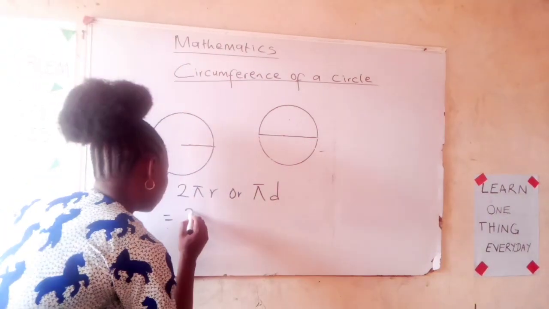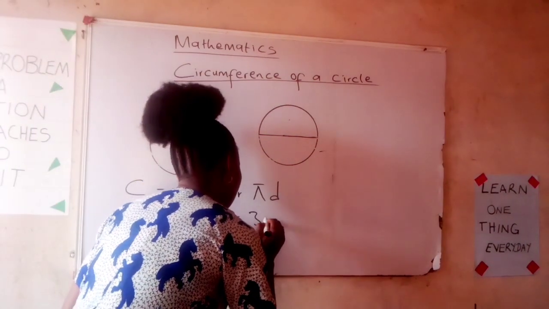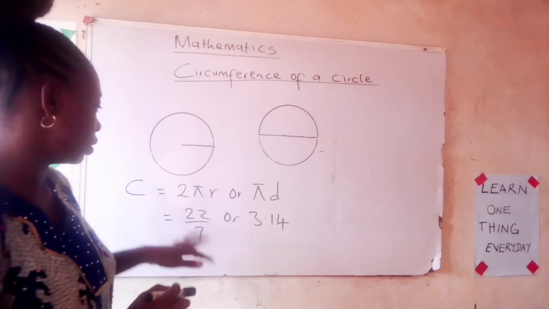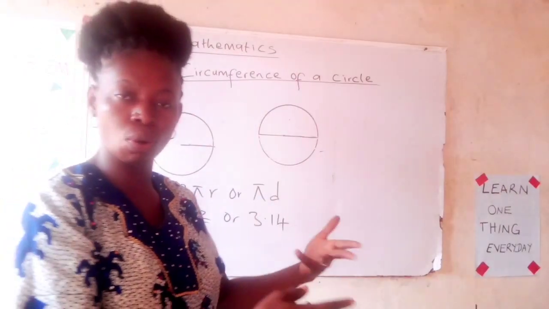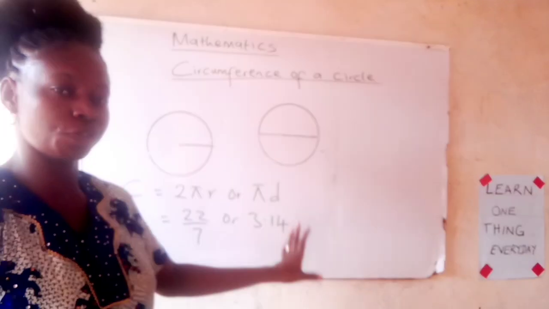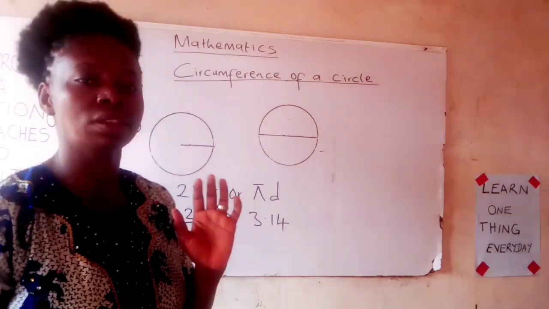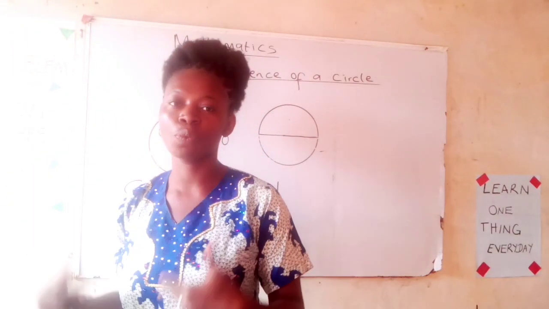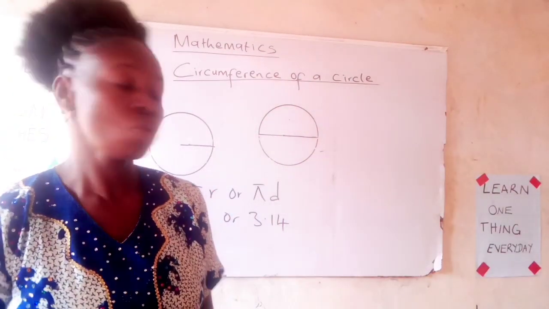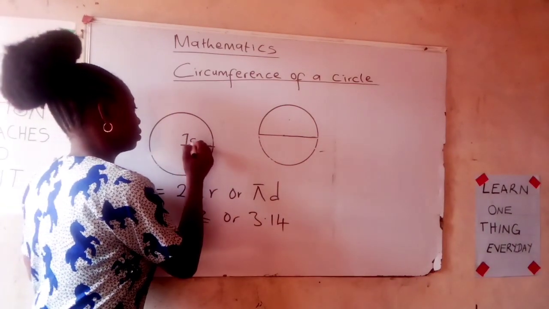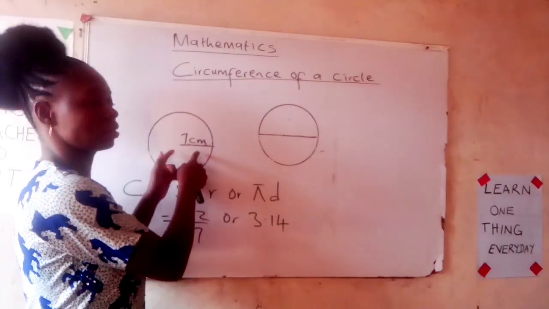It is 22 over 7, or approximately 3.14. If you divide 22 by 7, you get 3.142 and so on. So we can approximate it to 3.14. That is our pi. We can use this to solve for the circumference of a circle. Now, let us solve one example, calculating the circumference of a circle. We have to find the circumference of a circle with radius 7 cm. Find the circumference of a circle with radius 7 cm.